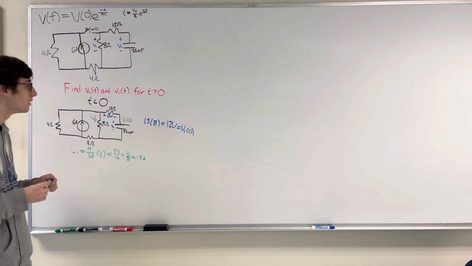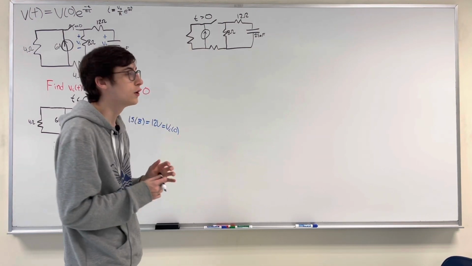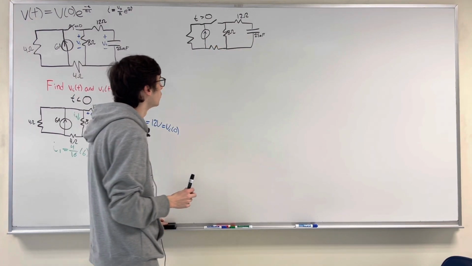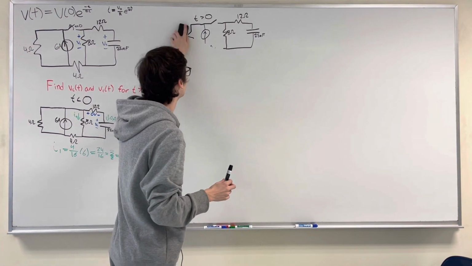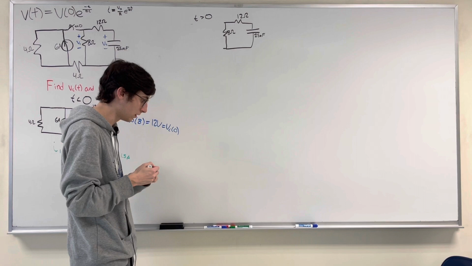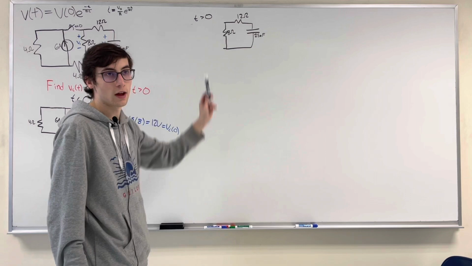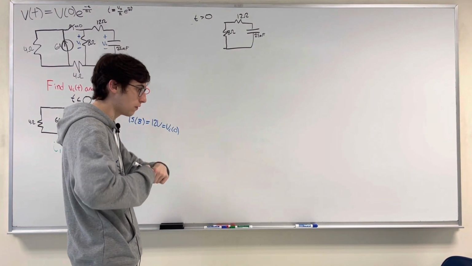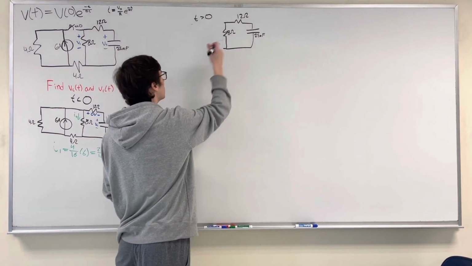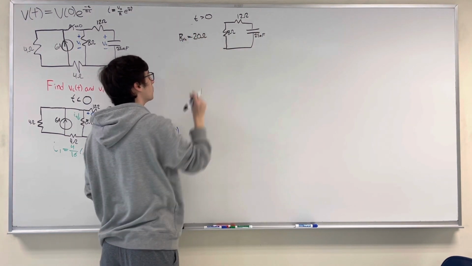Now let's go on to when time is greater than 0. All right, so here's the circuit for when time is greater than 0. That means this switch is still open, which means that this half of the circuit can just be erased because there's no current flowing through it. The point of solving for when time is greater than 0 is that we want to find our 1 over RC. First we need to find the equivalent resistance, which is pretty easy to see. It's just 12 plus 8, so our RTH is equal to 20 ohms.